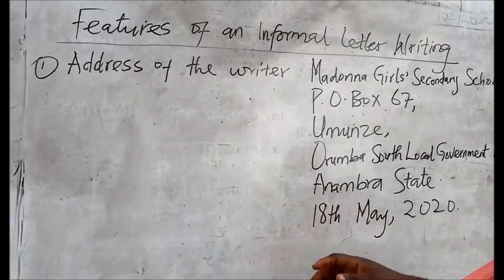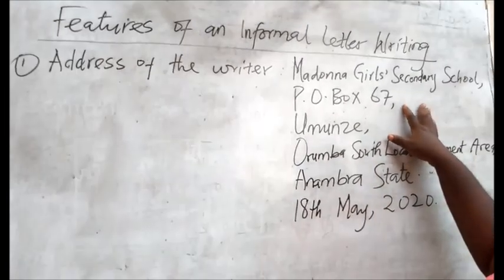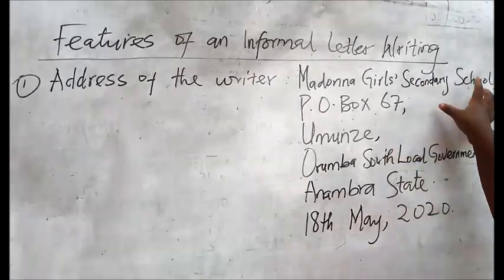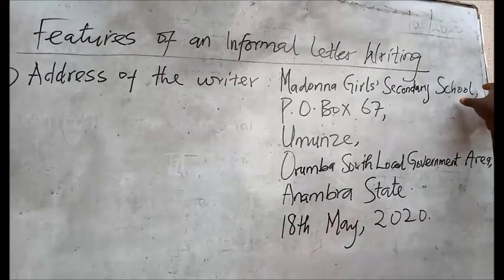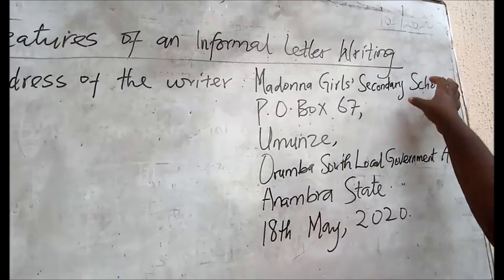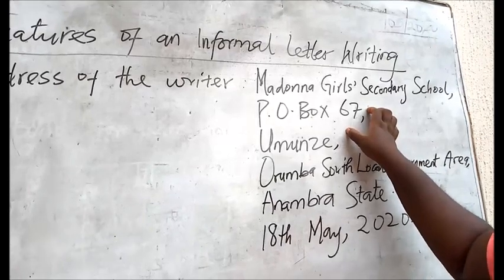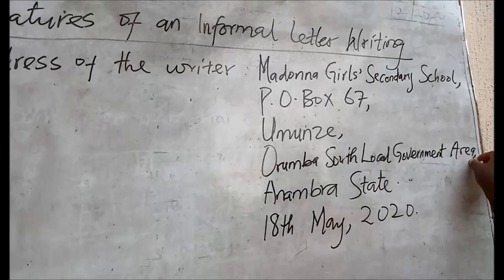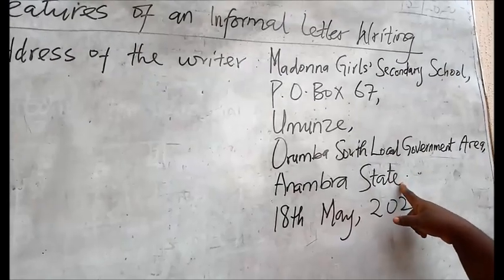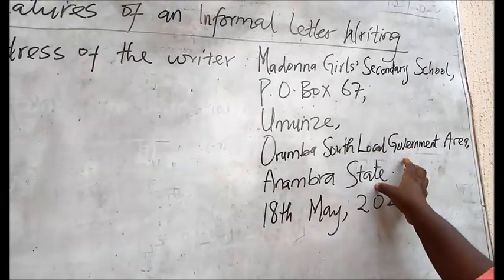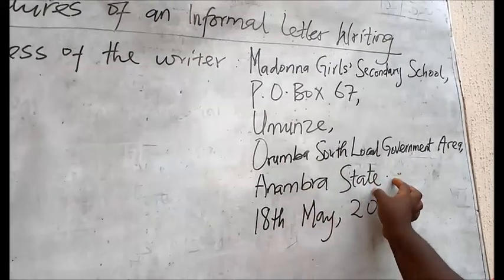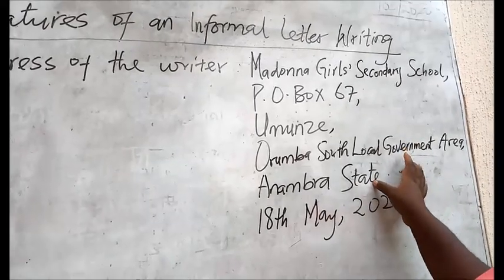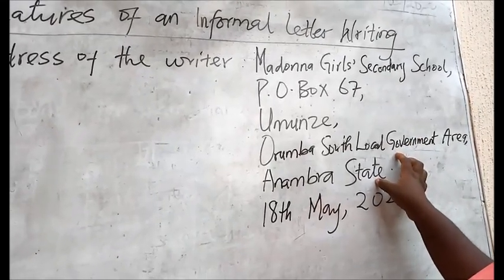Then, I don't know if you noticed anything. There are commas after each line. After school, there is a comma. After 67, there is also a comma. After Umunze, there is a comma. Then after area, there is a comma. Coming to the state, you put a full stop because that is where you stop. If you want to go down to the country, you put a comma here. Then after Nigeria comes the full stop. But since we are stopping here, that's why the full stop is placed there.